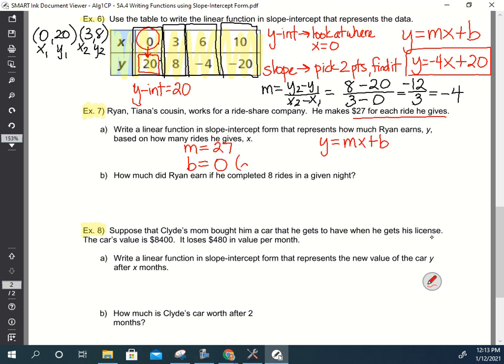So it's 0, didn't start working. Didn't start yet. So his equation is y equals 27x plus 0. Or you can just write it as y equals 27x. Any questions on part A?